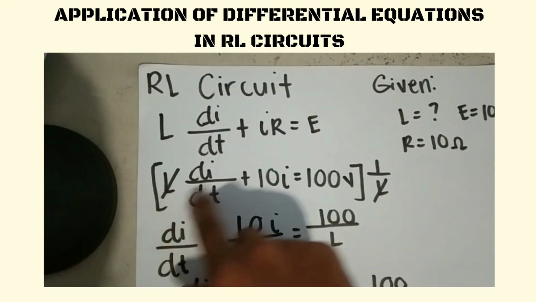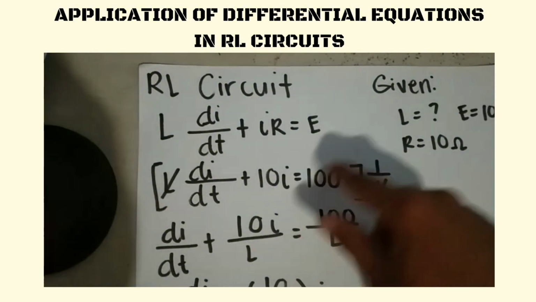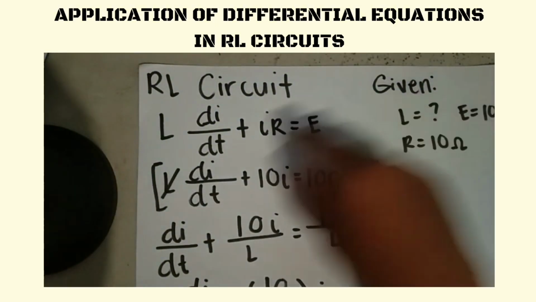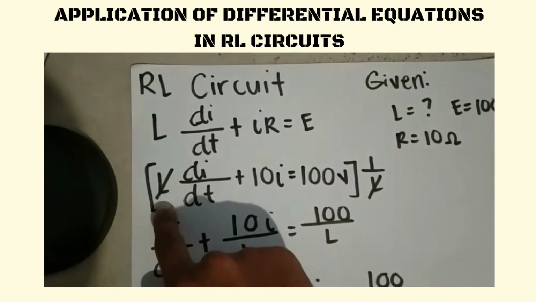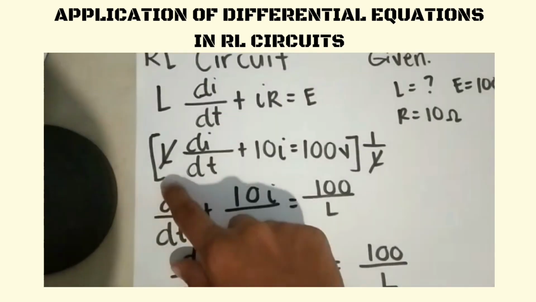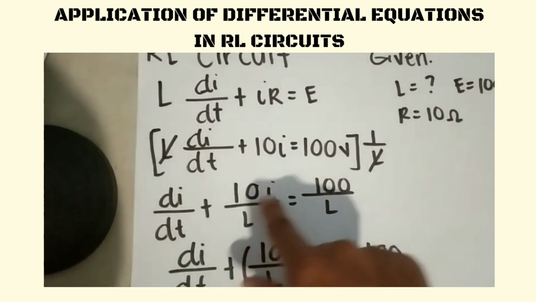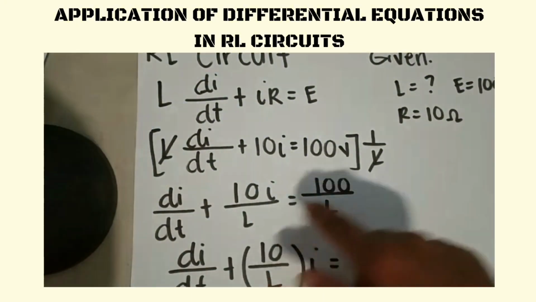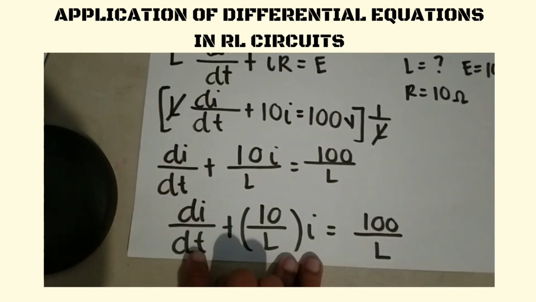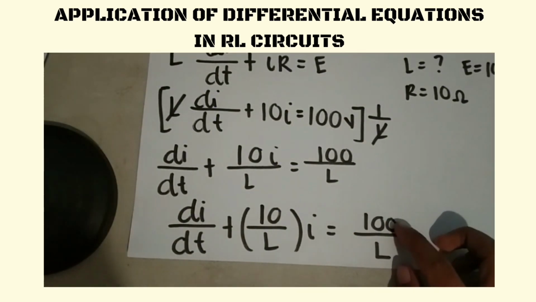Then substitute L di over dt plus 10I is equal to 100 volts. We cancel this L, so multiply by 1 over L: di over dt plus 10I over L is equal to 100 over L. So di over dt plus 10 over L times I is equal to 100 over L.